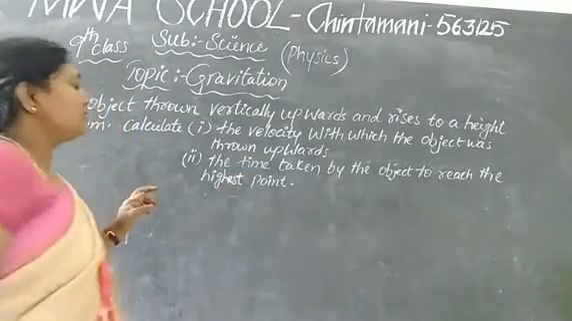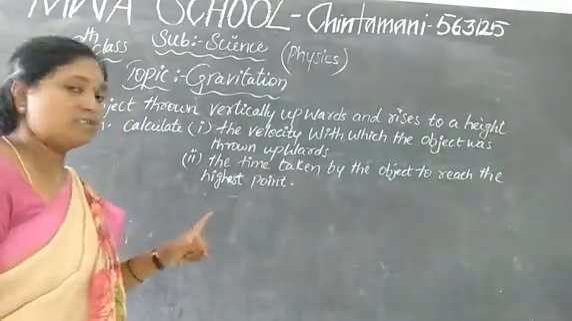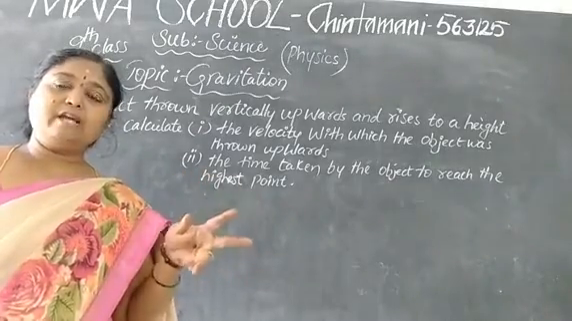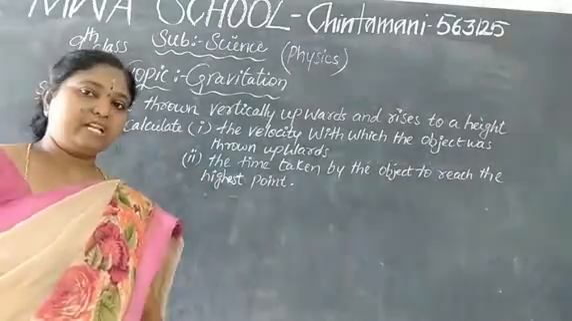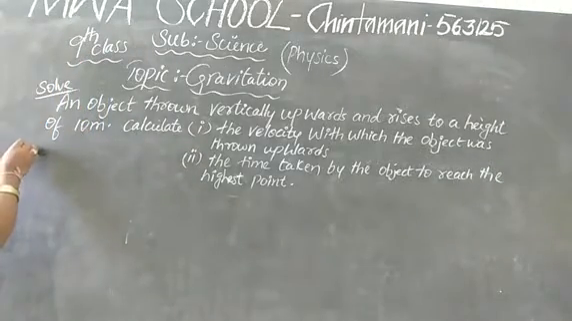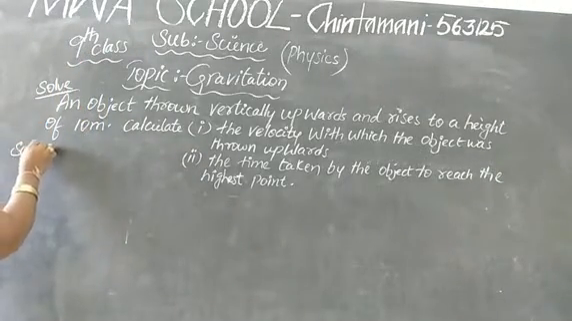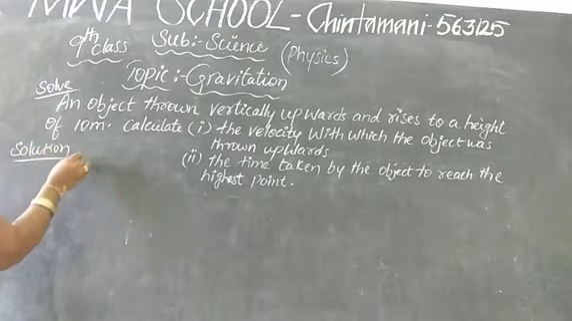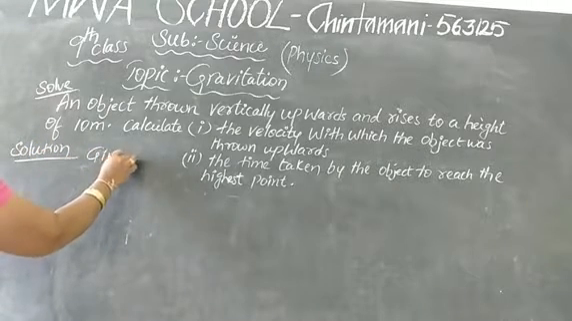Here are two questions. In these questions we have to find one is the velocity and another one we have to find the time. Let me solve, children. Yes. So before going to solve, what is the given? We have to write down.